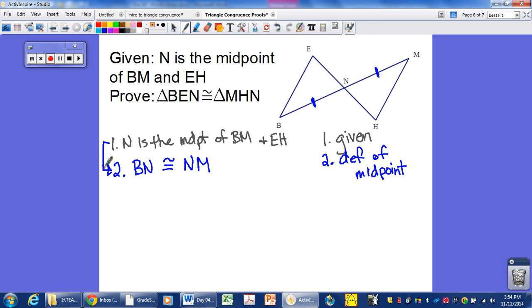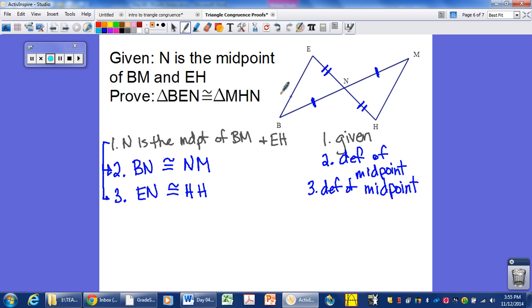Now what else? So now I use the fact that it's a midpoint of BM. Now I'm going to use the fact that it's also the midpoint of EH. So here's EH. That means that E to N has to be the same as N to H. So EN is congruent to NH, by the same reason, the definition of a midpoint. We've used the same thing twice, because it was a midpoint twice. If we only knew one segment, then we could only use one of these things. So we have exhausted our given information.